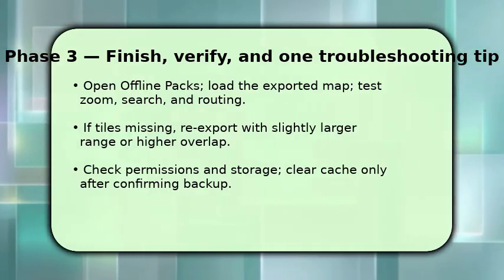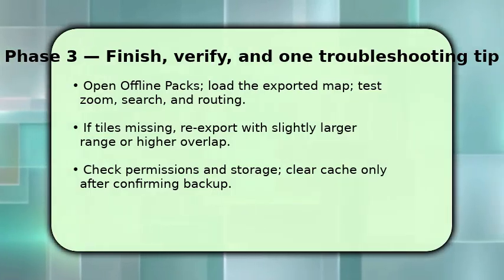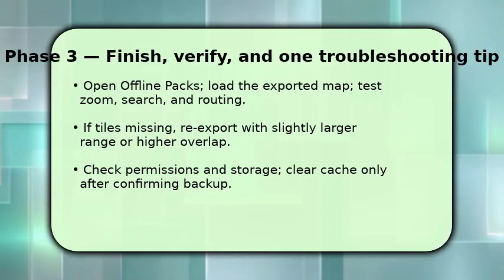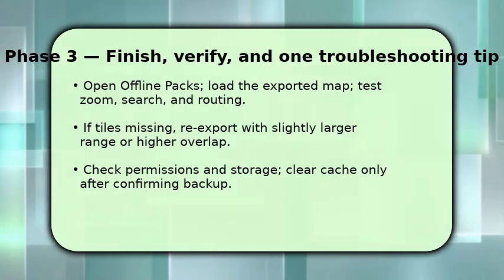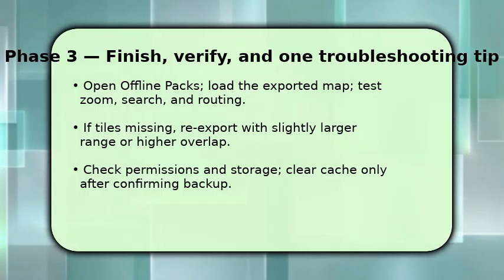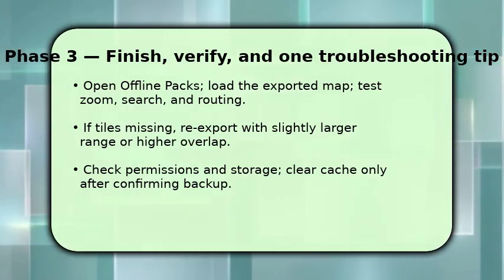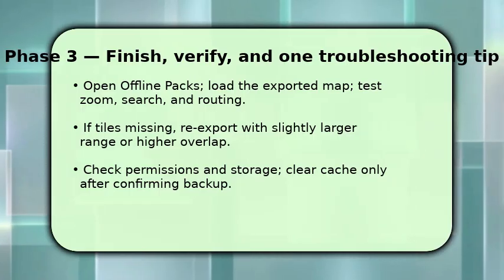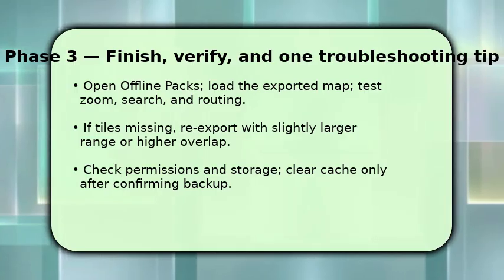Zoom in and out, search a few landmarks and try a short route. If tiles are missing or edges cut off, re-export with a slightly larger bounding box or add overlap, because edge artifacts are common with tight ranges. If the map won't load, make sure storage and file permissions are correct. As a last step, clear cache only after you've backed up the files. This often resolves stale index issues.